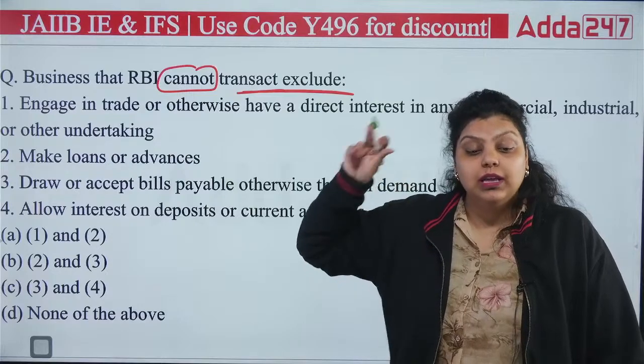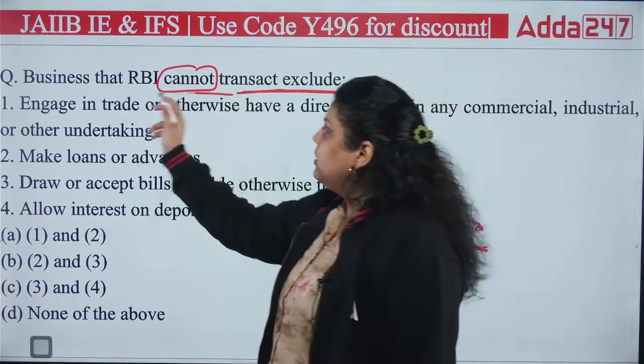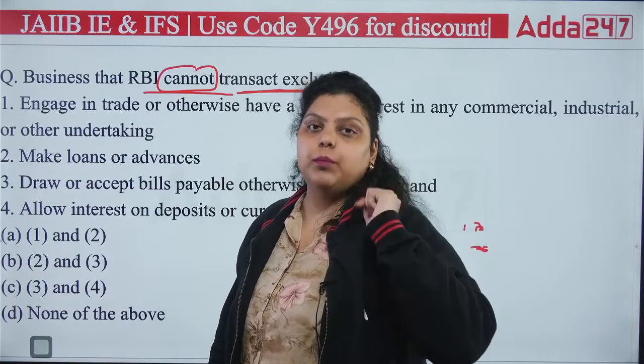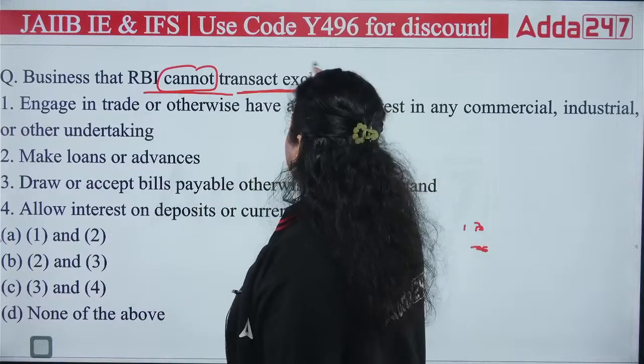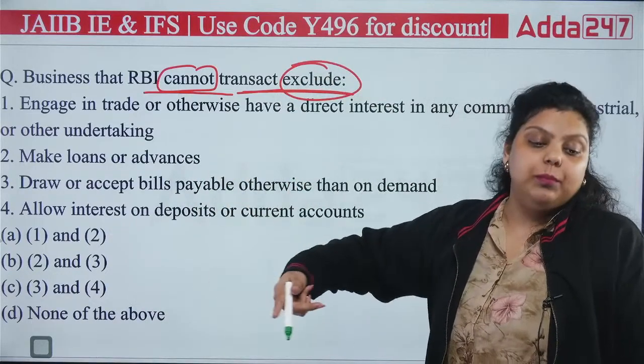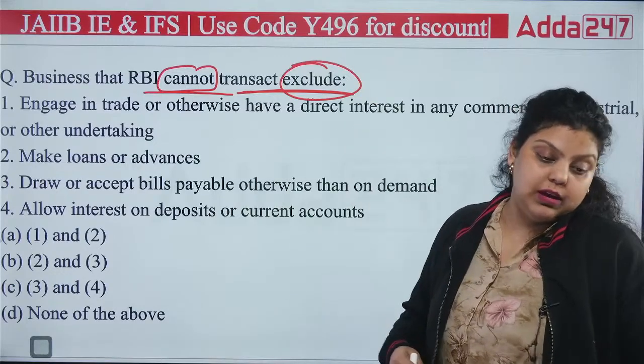It means what? They are asking what RBI can actually do out of these. Because cannot transact means those statements or functions which cannot be performed by RBI. But they have added the word exclude in the end. It means that can be performed by the RBI. So the question meaning has changed because the exclude has been added.